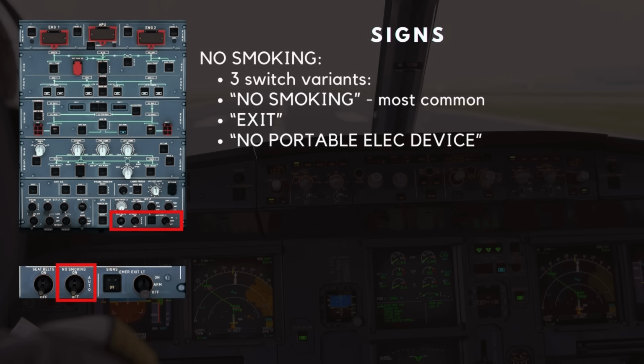The switch next to the seatbelts can be one of 3 switch variants, which are 1. No smoking, 2. Exit, and 3. No portable electrical devices. The no smoking switch is most commonly found, so we will focus on that.